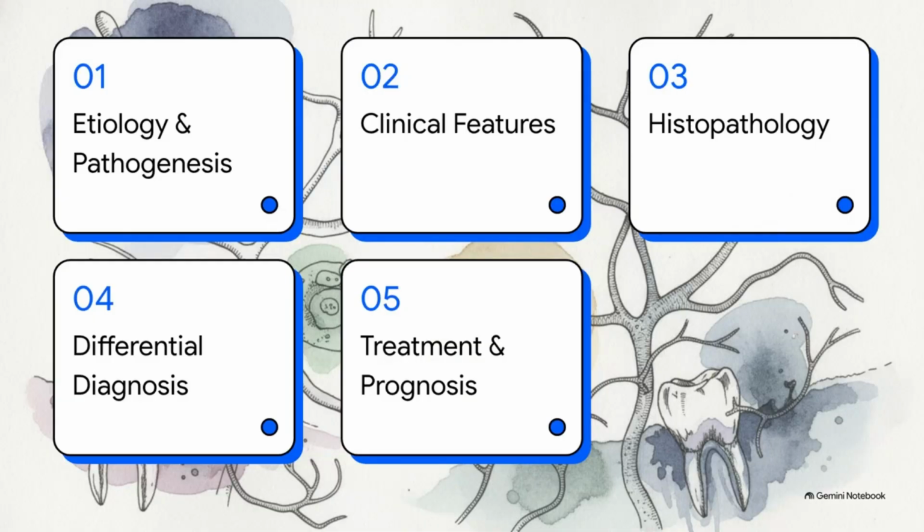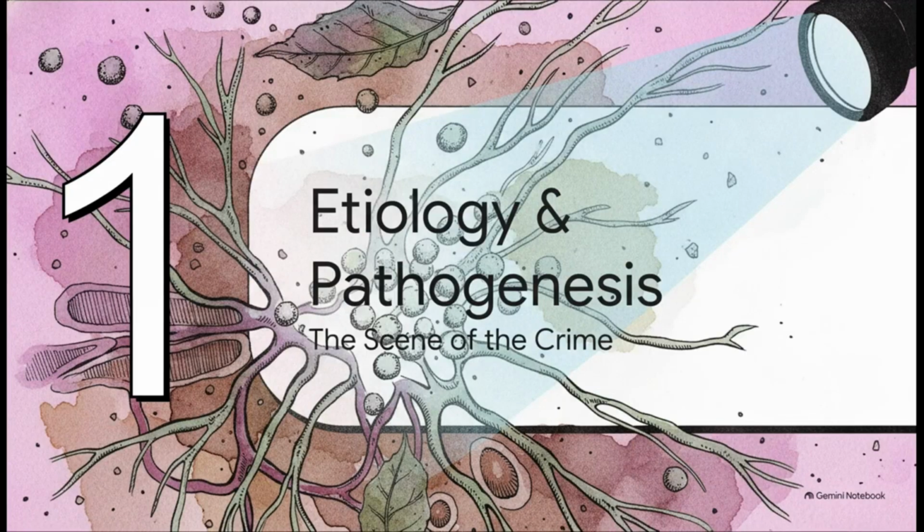To get a really solid grasp on these infections, here is our roadmap for today's session. 1. Etiology and pathogenesis. 2. Clinical features. 3. Histopathology. 4. Differential diagnosis. And finally, 5. Treatment and prognosis. All right, part 1, etiology and pathogenesis.